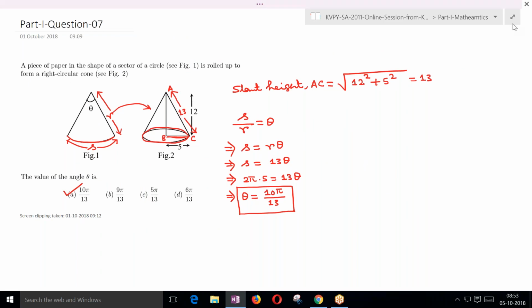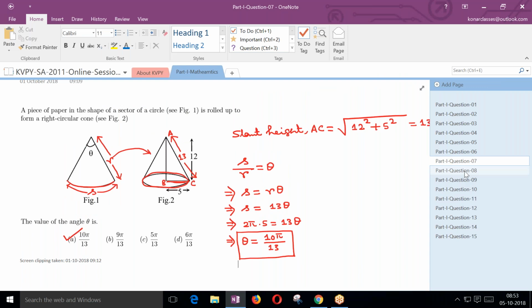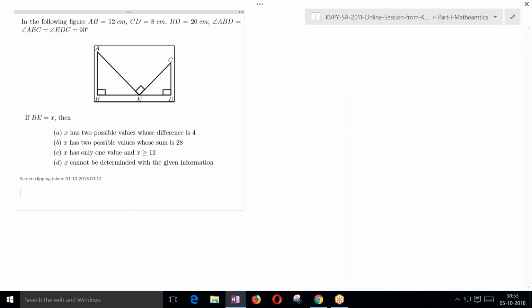Now let's come to the next question, that is question 8. If you look into question 8, it says that in the following figure, AB is equal to 12 centimeter. That means this AB is given as 12. CD is equal to 8 centimeter. BD is equal to 20 centimeter. That means the entire BD is 20. And angle ABD is equal to AEC is equal to EDC. All are 90 degree. This is 90 degree, this is 90 degree, and this is 90 degree.